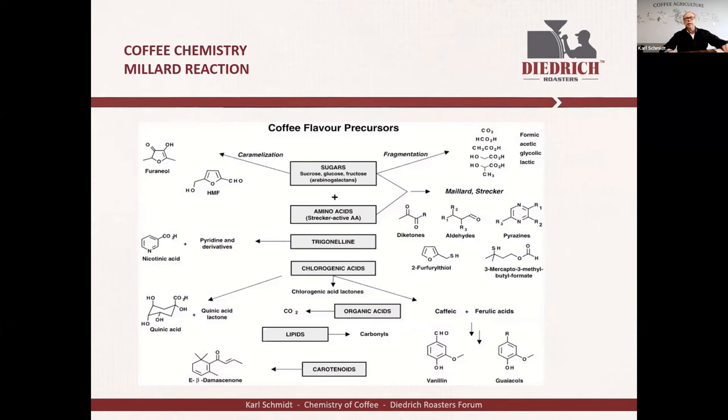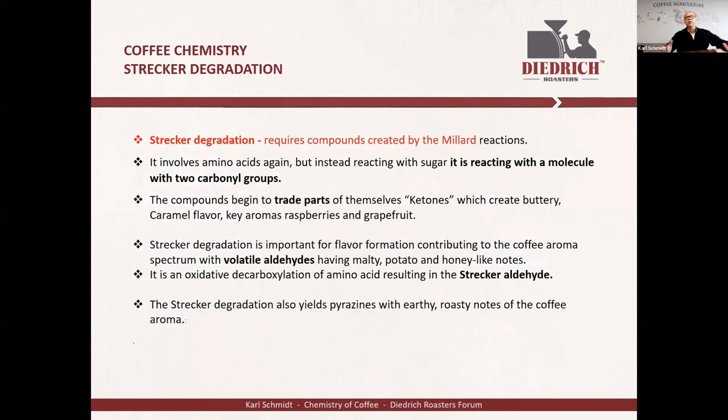One more component that has not been addressed is the so-called Strecker degradation. What happens here is we have new products developed within the Maillard reaction. The Strecker degradation involves the amino acids again, but instead of reacting with sugar, they react with the molecules of the two carbonyl groups. So the compounds begin to trade parts among themselves: ketones, which create a buttery caramel flavor, and key aromas like raspberry and grapefruit.